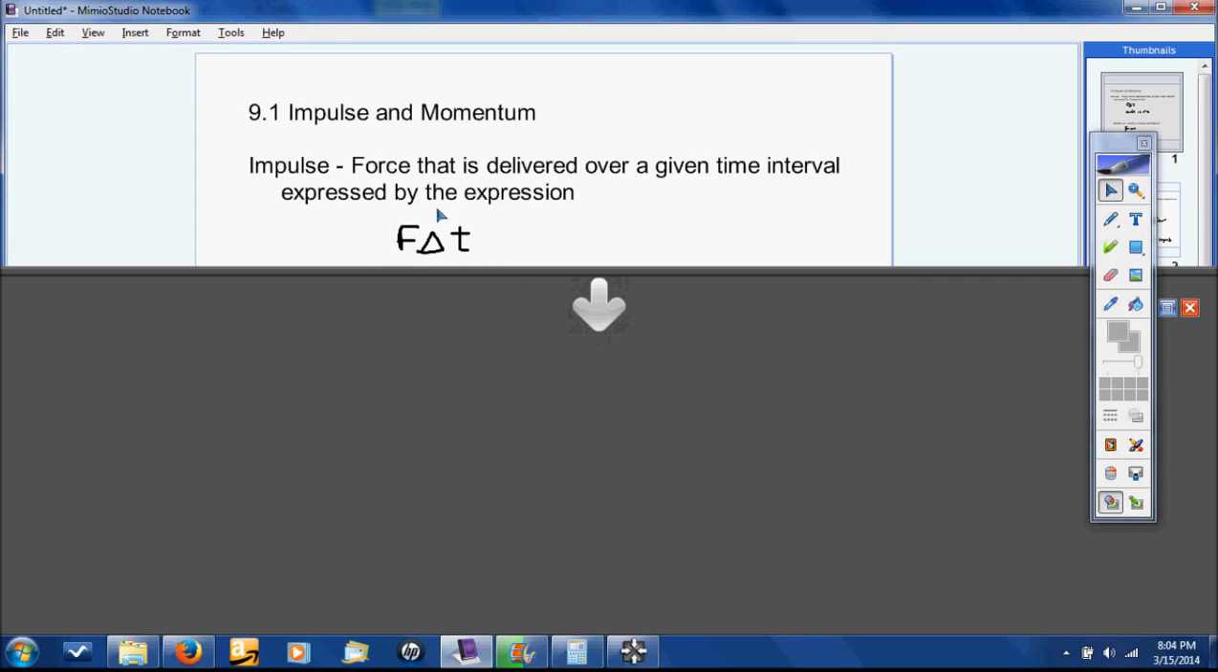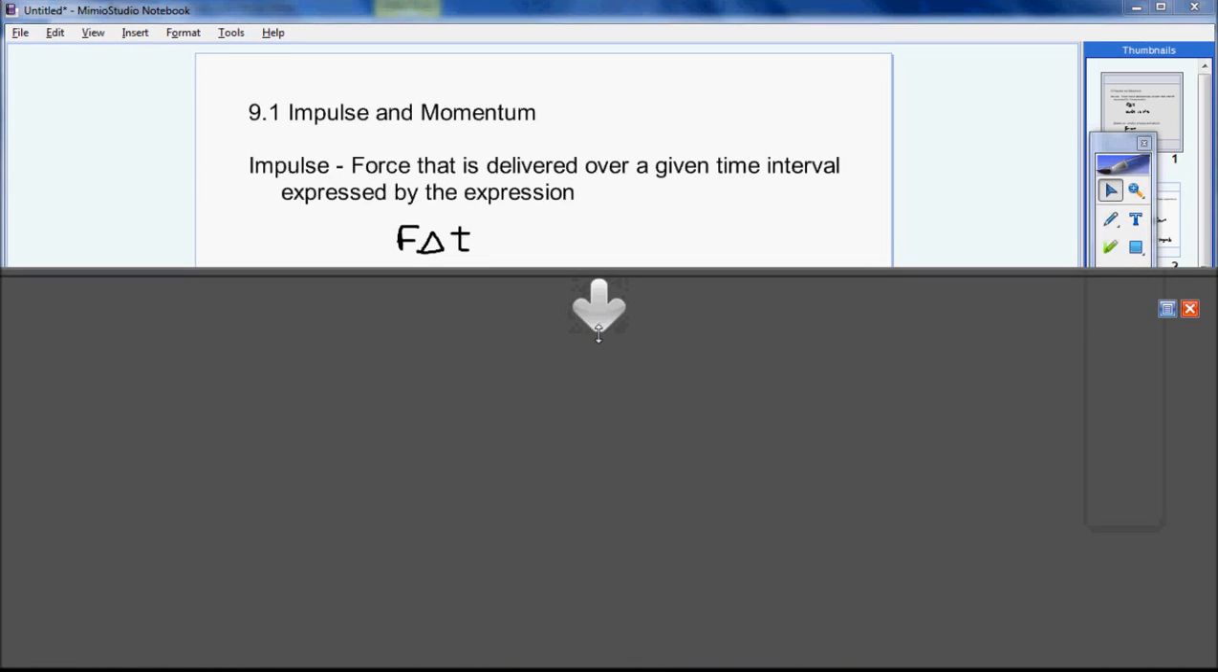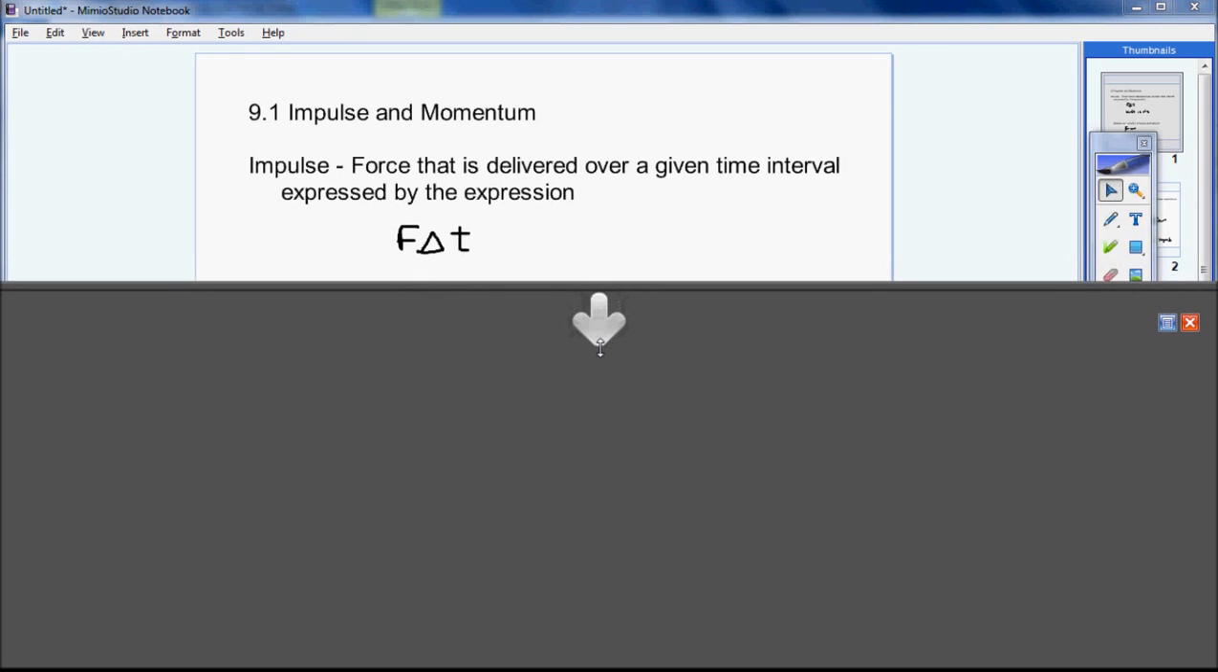It happens to be a vector quantity because force is a directed vector quantity. Time is not, but when you have a direction with the force, that means that the impulse also has a direction. We are going to think of it as being a positive or a negative, and we will have to think in terms of setting up a coordinate system like for any vector quantity. And that brings us to the idea of momentum.